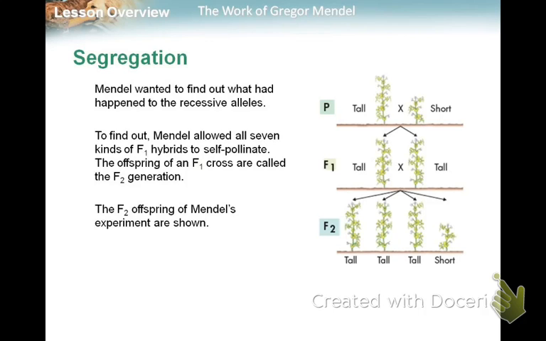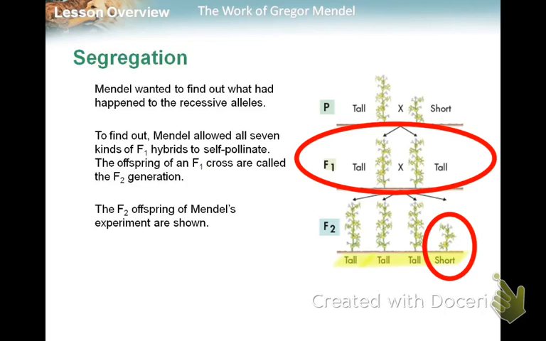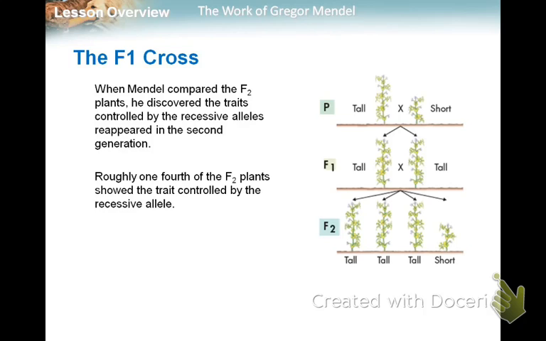So where did these recessive alleles go? What Mendel did was another cross. He took two of the offspring from the F1 generation and crossed them together. And this is what you see happen. All of a sudden, that recessive allele shows back up. Most of the offspring are tall, but about 1/4 of them turned up short. So all of a sudden, that short gene is showing up again. About 1/4 of the F2 plants showed that recessive allele.